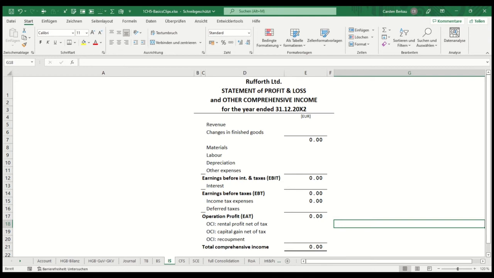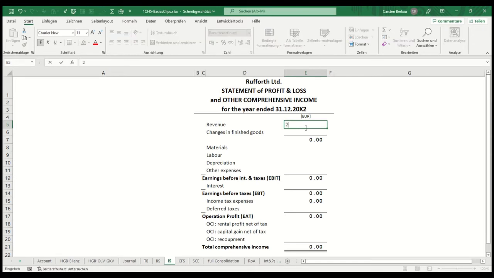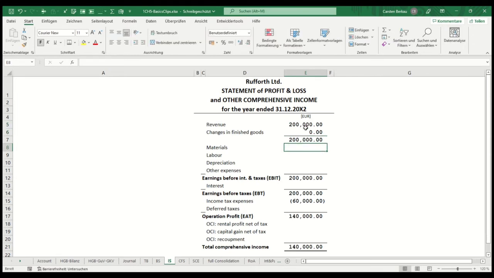To prepare the income statement, I already filled the header of the statement of profit or loss and other comprehensive income for the accounting period in 2002. The first step is I enter the figures for the profit from operations. There is revenue 200,000. Material expenses are 40,000. Labor does not apply. Depreciation is only relevant for the rental profit, so for that reason I first put in a 0. The other expenses are administrative expenses to the extent of 35,000.